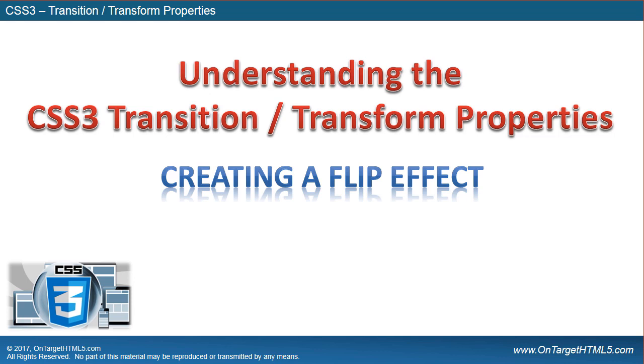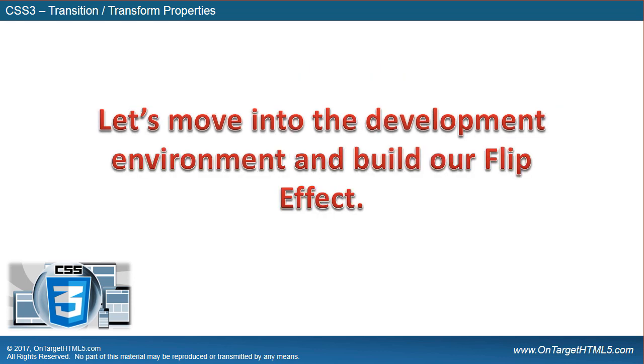In this tutorial, we're going to be creating a flip effect using the transition and the transform properties of CSS3. We're going to have an image, a photograph, that flips over when you hover over it and then gives you a title and text for that particular image or photo. Let's move into our development environment and I'll show you the finished project.